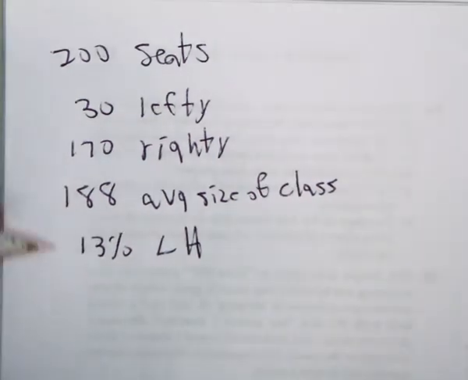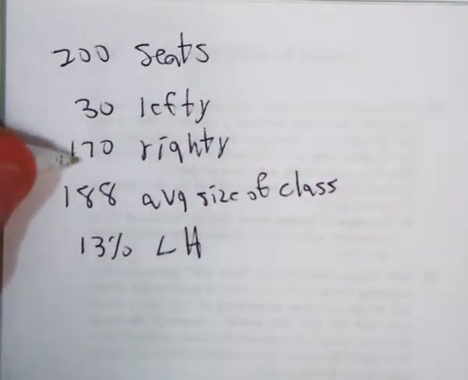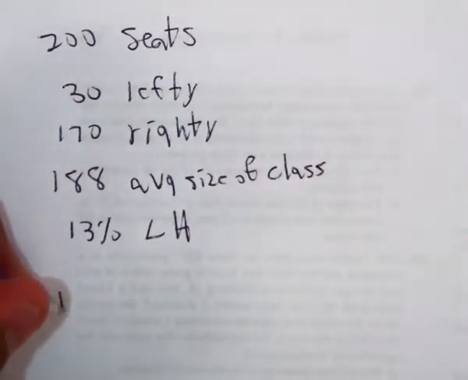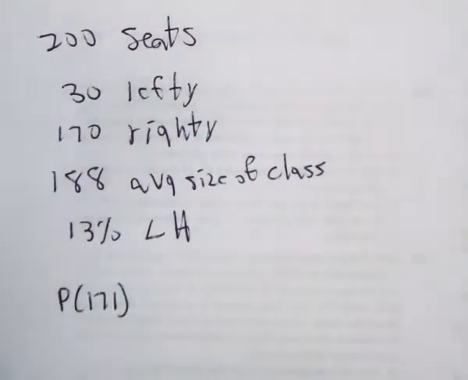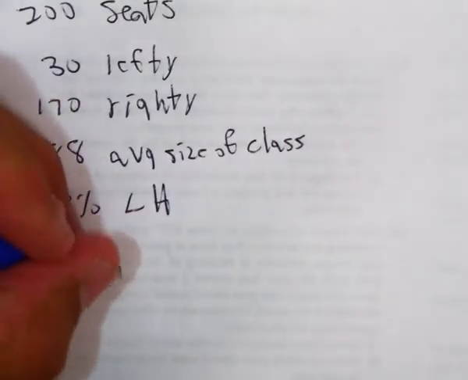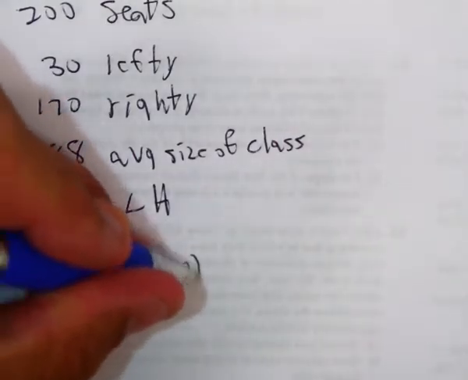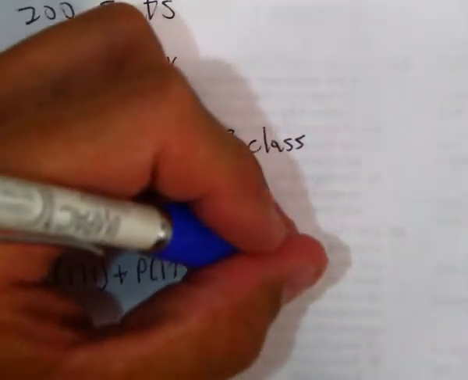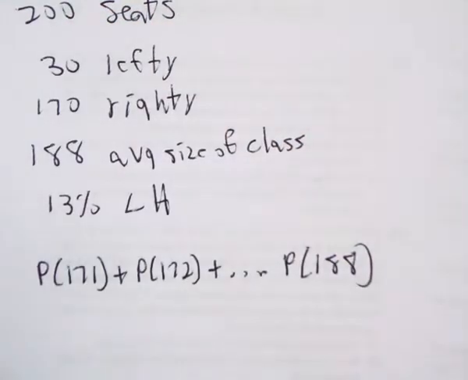There are 170 right-handed seats, okay? So if the 171st person walks in, there's 171 righties, then one person has to sit in a left-handed desk. So we've got to find the probability of 171, or 172, or all the way up to 188. That's the average class size, okay?